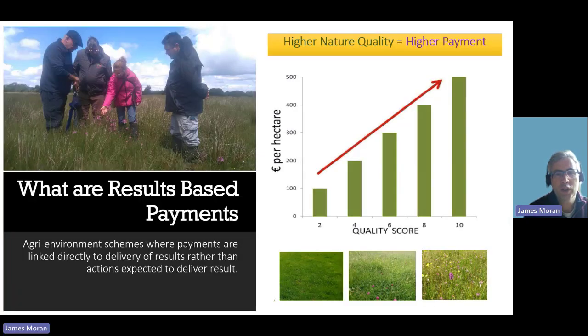In terms of results-based payment systems, these are agri-environmental schemes where payments are linked directly to the delivery of the result, rather than a set of actions or prescriptions expected to deliver the result, which is typical in action or management-based approaches. In the results-based approach in Ireland, each field is typically scored out of 10 using scorecards, and the higher the nature quality, the higher the payment. In many cases, the emergent system is a combination of results-based and supporting actions-based payments in what is termed hybrid results-based agri-environment payment schemes.